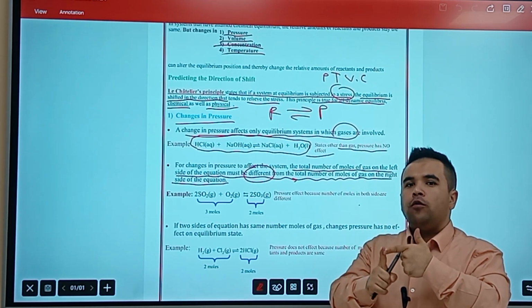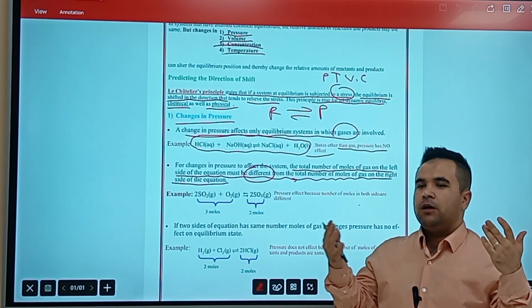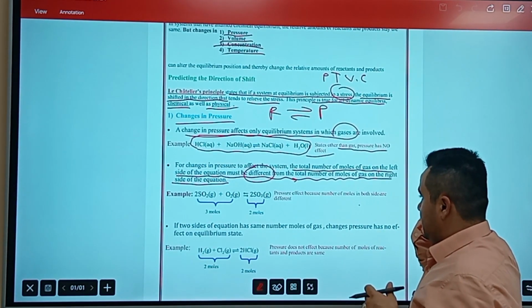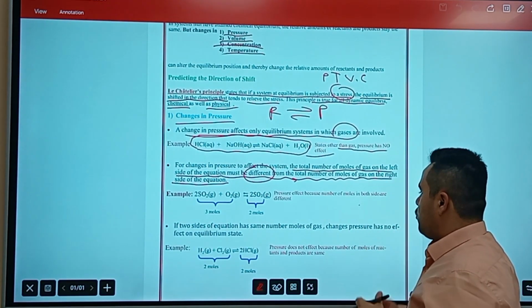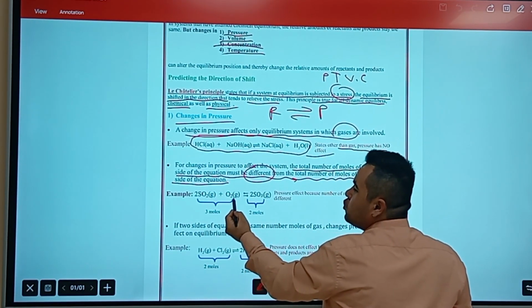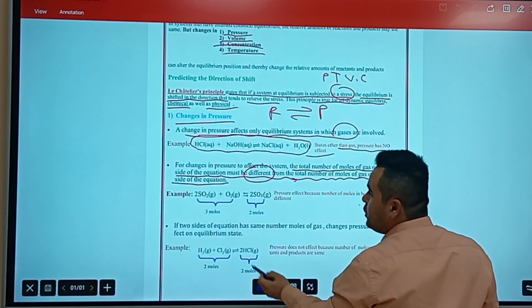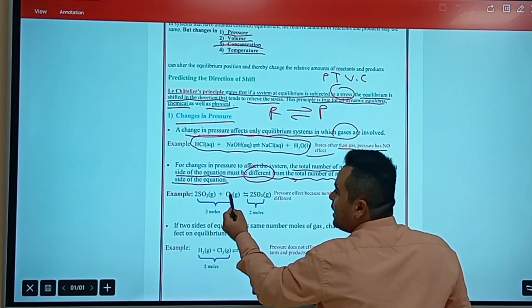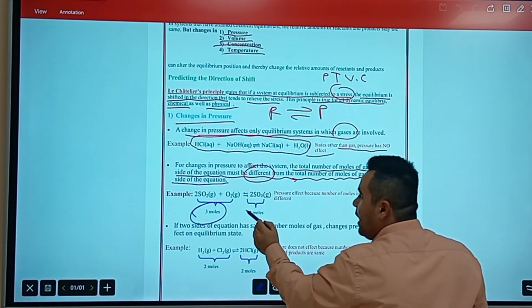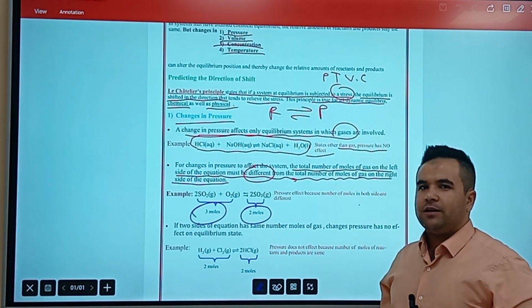Second, the moles of the gases in the reactant and product should be different from each other. We will provide an example for moles different and moles the same. Here we have SO2 plus oxygen reacting to form SO3. From the equation, 2 moles of SO2 react with 1 mole of oxygen. Totally, we have 3 moles in the reactant and 2 moles in the product. In this case, pressure affects.